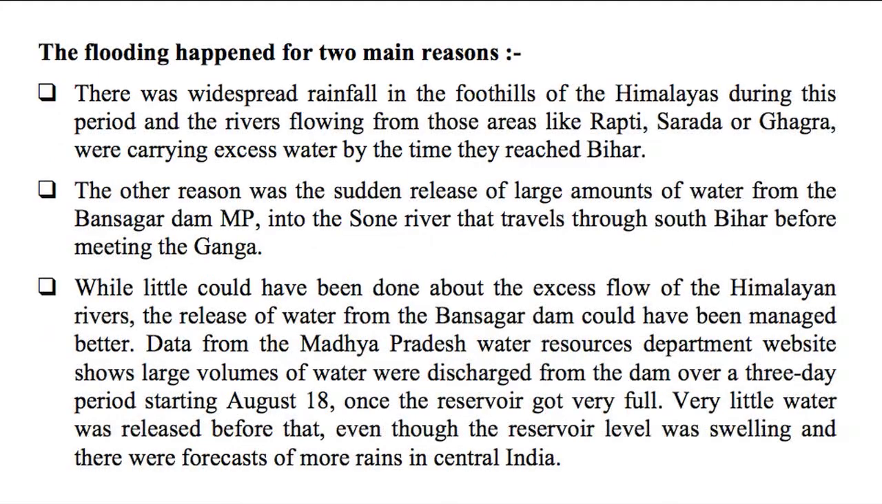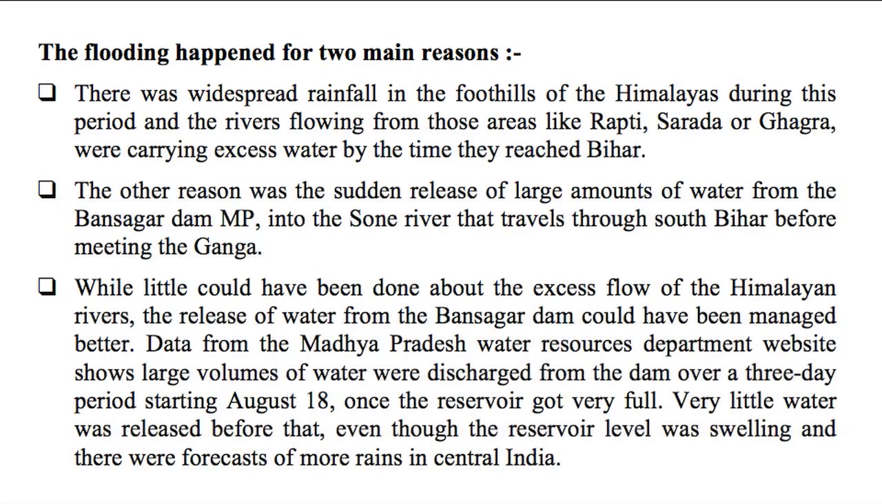The flooding happened for two main reasons. First, there was widespread rainfall in the foothills of the Himalayas during this period, and the rivers flowing from those areas, like Rapti, Sarda or Ghagra, were carrying excess water by the time they reached Bihar. The other reason was the sudden release of large amounts of water from Bansagar Dam, MP, into the Son River that travels through South Bihar before meeting the Ganga. While little could have been done about the excess flow of Himalayan rivers, the release of water from Bansagar Dam could have been managed better.